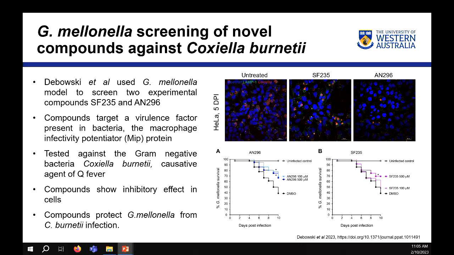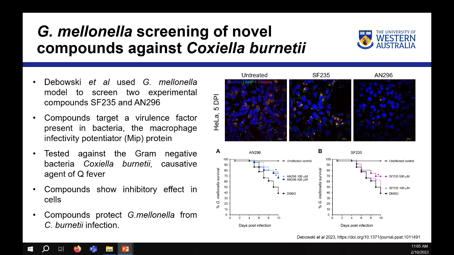And so what you can see here is the DMSO, which is essentially the vehicle that the compounds are dissolved in. You can see they succumb to infection, but with AN296 and with SF235, we see protection compared to the untreated.